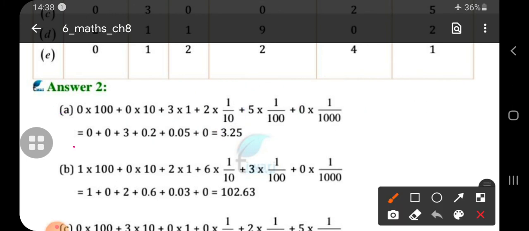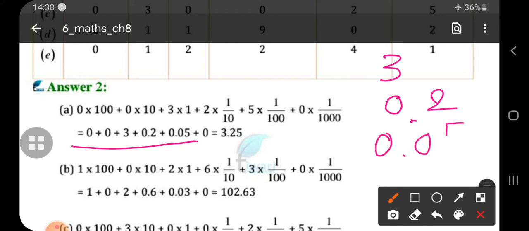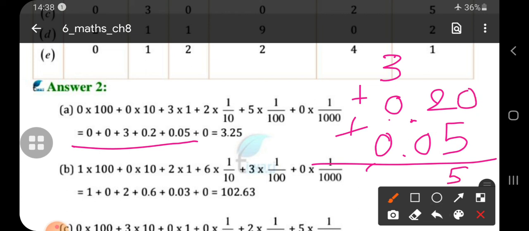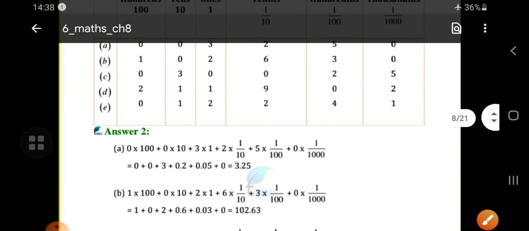Now all the numbers you have to add. 3 plus 0.2 plus 0.05. You can write them one below the other properly. Okay, you can add 3 plus 0 plus 0; from this side you have to start adding. First of all, here you can put 0 because no digit is given. 0 plus 5, 5. 2 plus 0, 2. 3 plus 0 plus 0, 3. So it's 3.25. Okay.